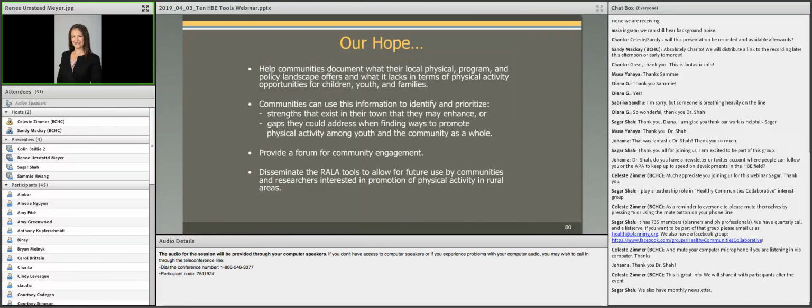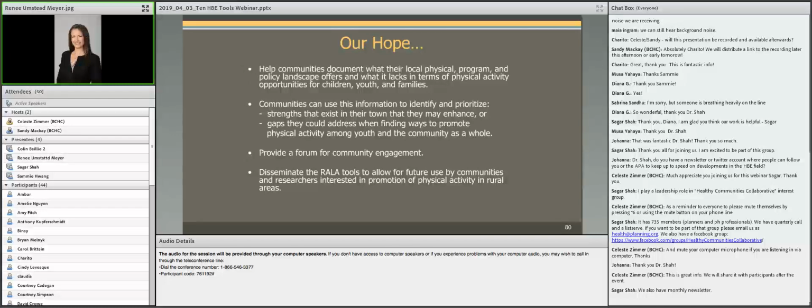And so really our hope in developing this, which I'm much more excited about passing this torch in a second, is we really want to help communities document what their infrastructure is in terms of support for physical activity opportunities, and helping communities have access to this tool and the information to help identify and prioritize, one, their capacity and strengths within the community, but also the gaps that might exist where advocacy can take place or where we can figure out how to pool resources around something, and to provide a forum for community engagement and communities.